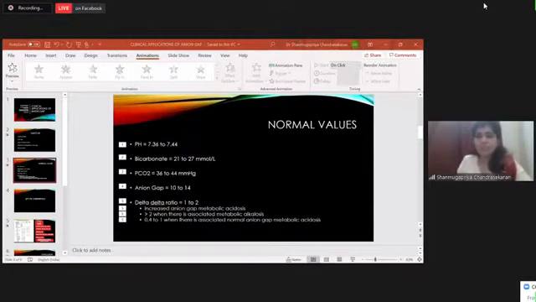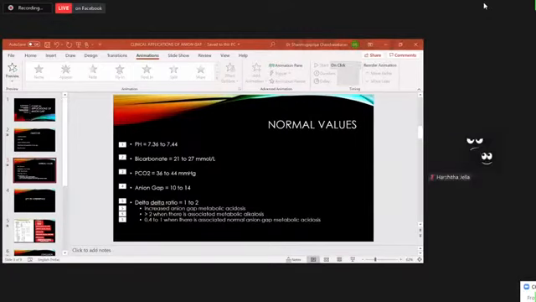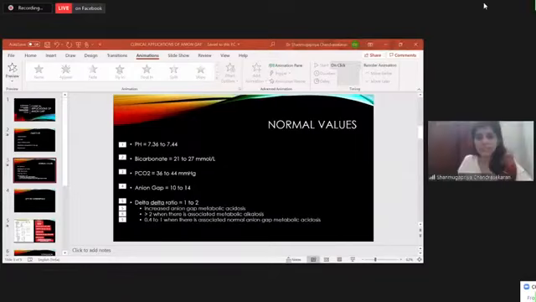If it's because of an increase in PCO2, obviously what will you call it? You will call it respiratory acidosis. Whereas if it's because of a decrease in bicarbonate, you call it metabolic acidosis. So we are clear till this.